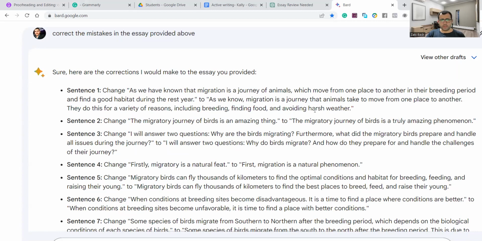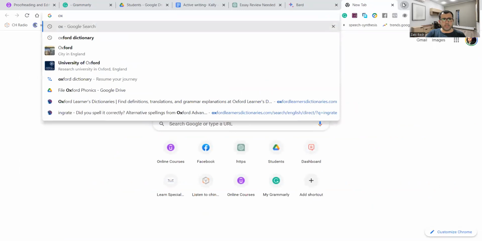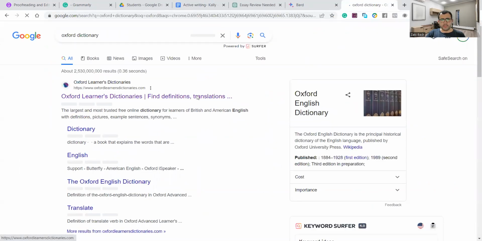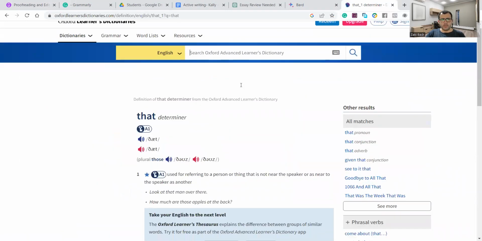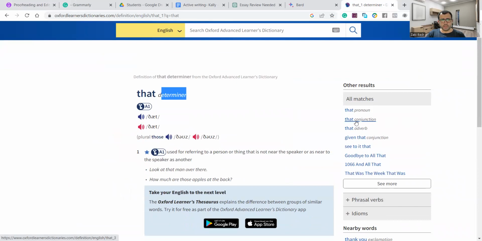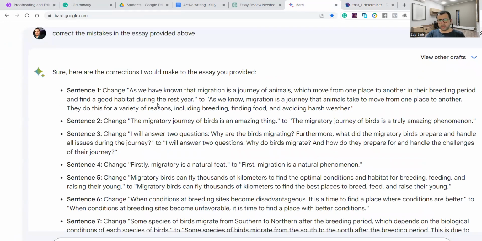So if you don't know more about that, you can search about the use of that, how to use it. It's not the idea of today's lesson, but it has a lot of uses in English grammar, right? Simply put it in the Oxford Dictionary to learn more about that as a pronoun, that as a determiner, that as a conjunction. Learn more about it. If you don't know why we corrected it this way: as we have known becomes as we know, and then comma, migration instead of. So that was actually the problem. Okay. We just removed it from here. Now it would be correct. Migration is a journey that animals take.